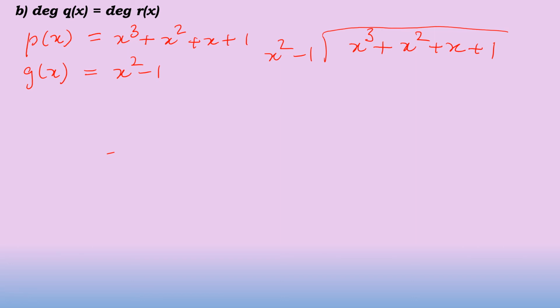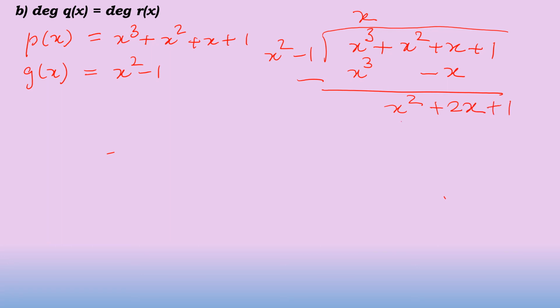So you get x cube by x square is equal to x. You get x cube. x into minus 1 will be minus x. So you write along with the x term. When you subtract, you get x cube minus x cube is 0. Bring down the x square term. Then x minus minus x will be equal to 2x. Bring down the constant 1.